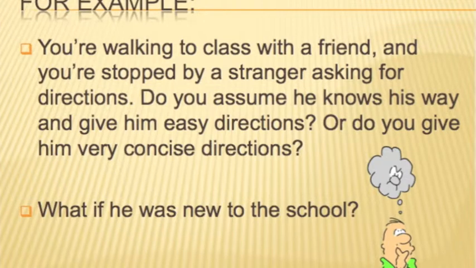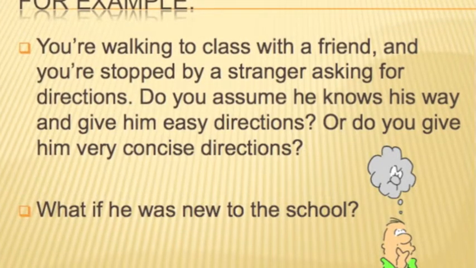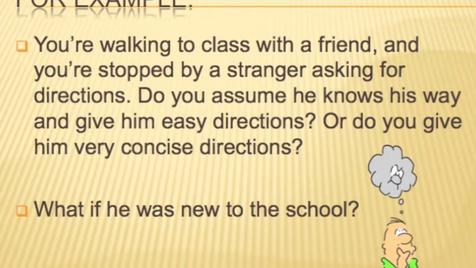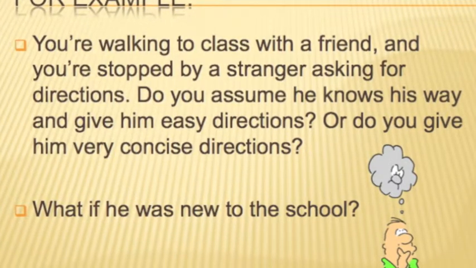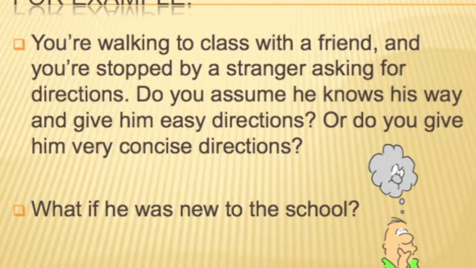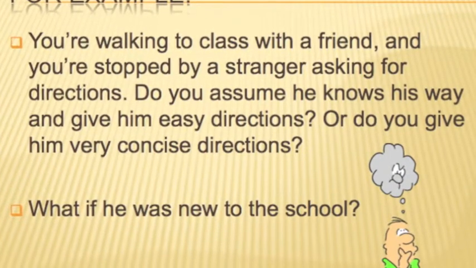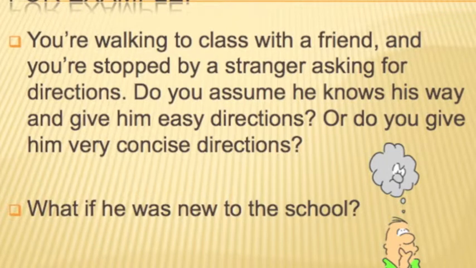Let's look at one more example of code switching. You're walking to class with a friend, and you're stopped by a stranger asking for directions. Do you assume he knows his way and give him easy layman's directions? Or do you give him very concise and to the point directions to get him to where he needs to go?